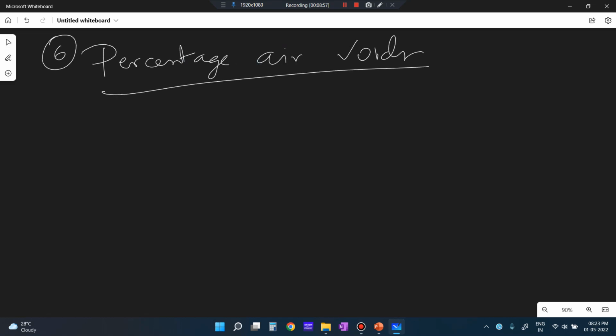Number 6, percentage air voids. It is generally represented by small na, which is equal to the volume of air to the total volume of soil.